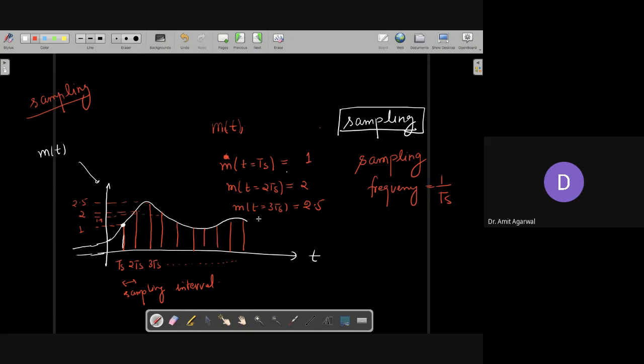So if this is your message signal m(t), and these are the time instants 0, Ts, 2Ts, 3Ts, it is called the sampling interval. So the value of your signal at t equal to 0 is, for example, 0.6, and it can also be at minus Ts, so m at minus Ts is 0.2.